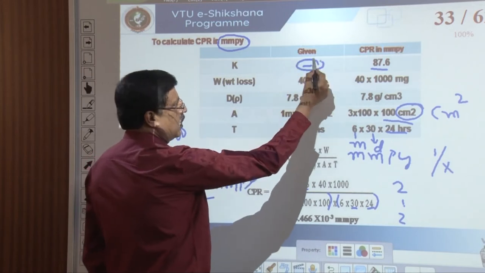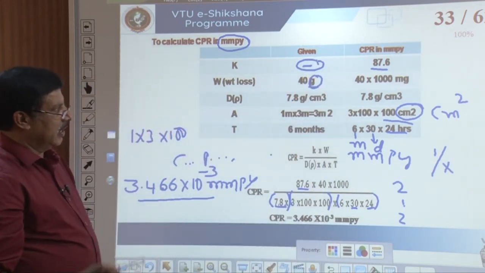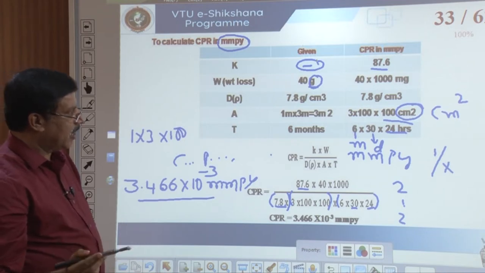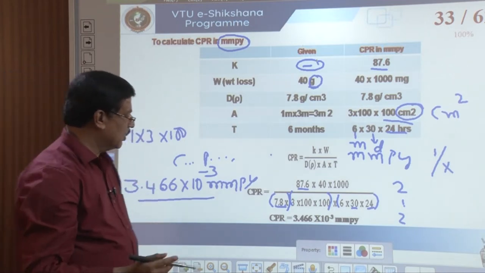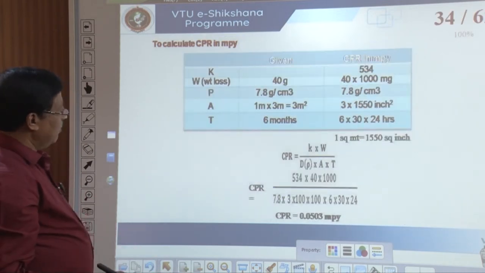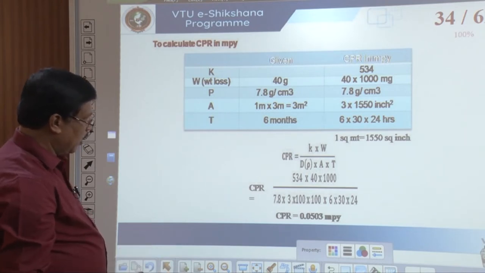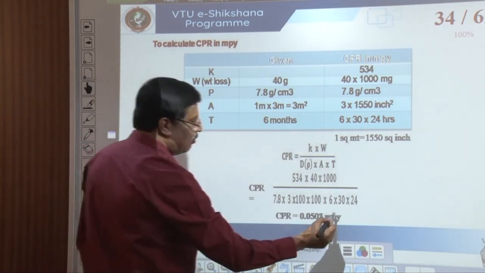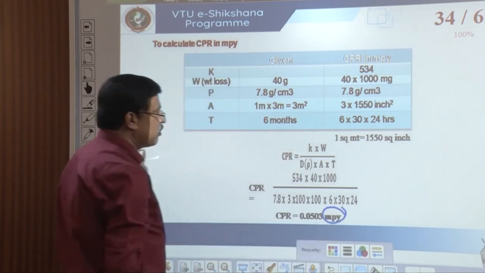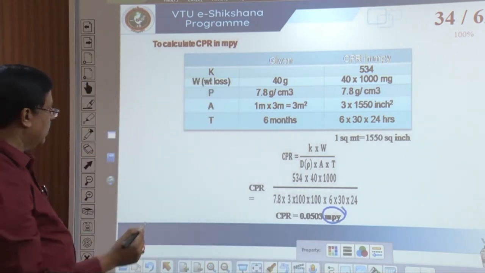And which one are you going to take? We are going to do it depending on whether they are given in millimeter per year or mils per year. So, next numerical problem. This is the same numerical problem. You are going to calculate mils per year only. As per your numerical problem, you have to calculate both.